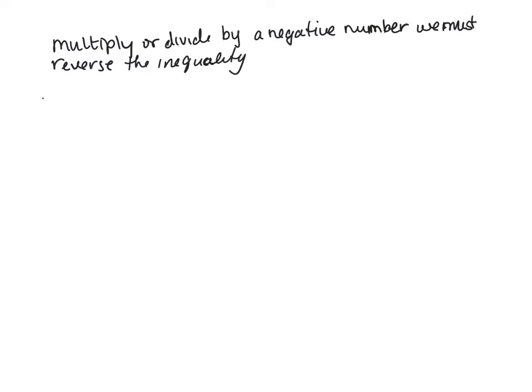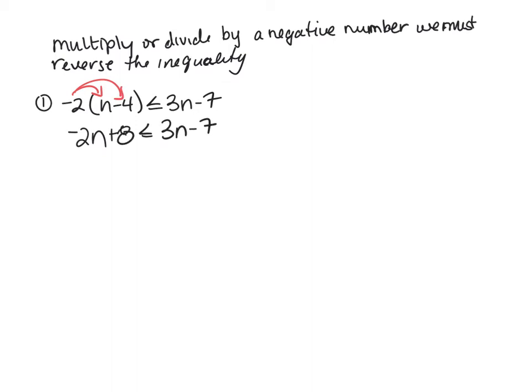Okay, so our first example is negative 2 times n minus 4 is less than or equal to 3n minus 7. So these are multi-step inequalities with variables on both sides. Our goal is to simplify each side of the inequality, and then we'll get all the variables on one side, all the numbers on the other, and then we'll solve. So I'm going to first distribute the negative 2. Negative 2 times n is negative 2n. Negative 2 times negative 4 is positive 8, less than or equal to 3n minus 7.